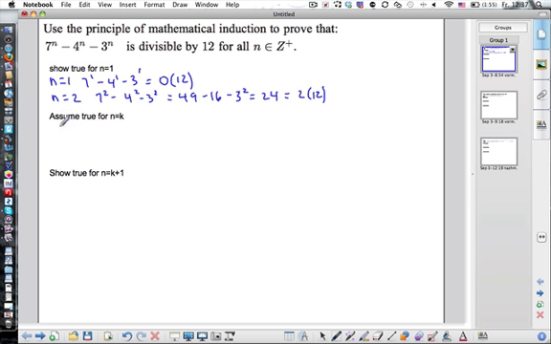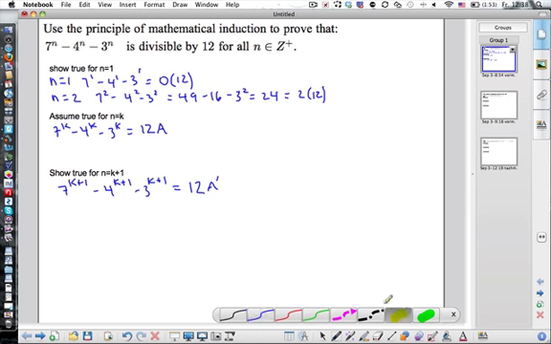Okay, so now we assume true for n equals k. So we have 7 to the k minus 4 to the k minus 3 to the k equals 12 times some number. We'll call it a. Now we need to show true for n equals k plus 1. So this is saying that 7 to the k plus 1 minus 4 to the k plus 1 minus 3 to the k plus 1 is some sort of 12a prime, something like that.